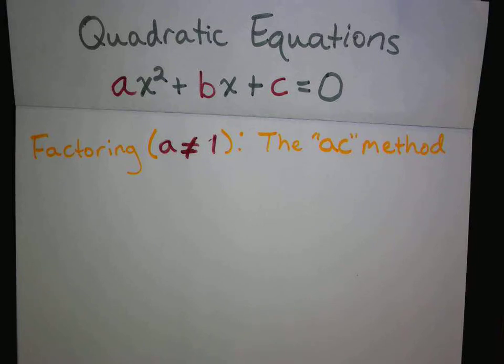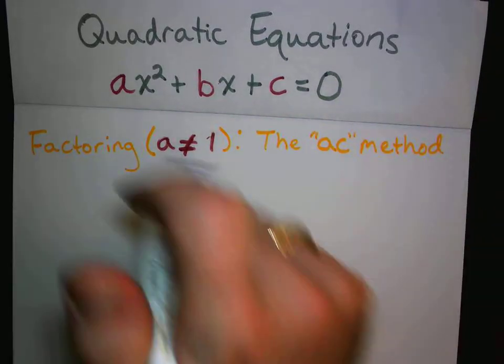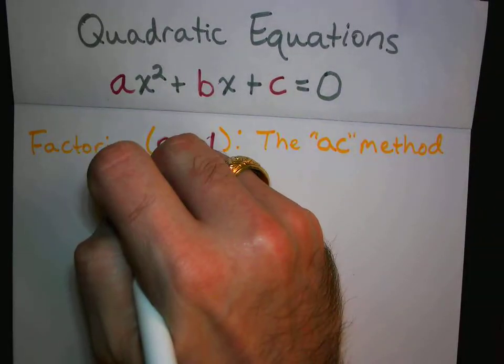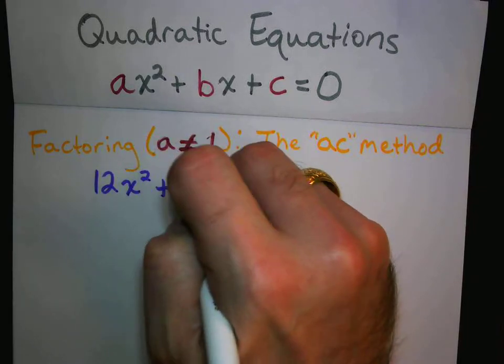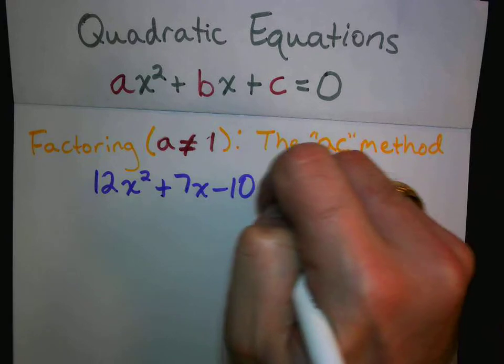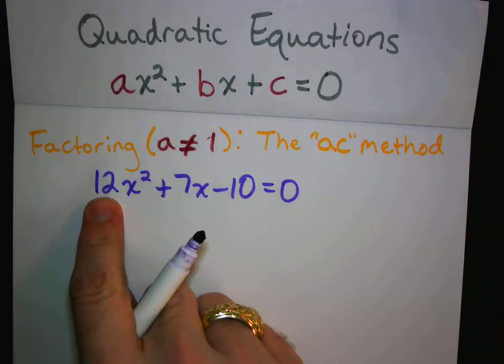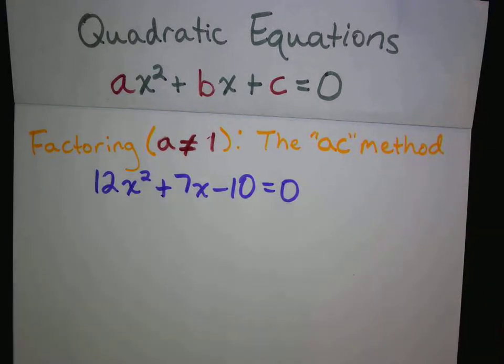The next form of quadratic equation we want to deal with is one where a does not equal 1. In this case, I'm going to look at 12x squared plus 7x minus 10 equals 0. In this case, a is 12. But I still want to use a factoring method, and so we use what we call the AC method.